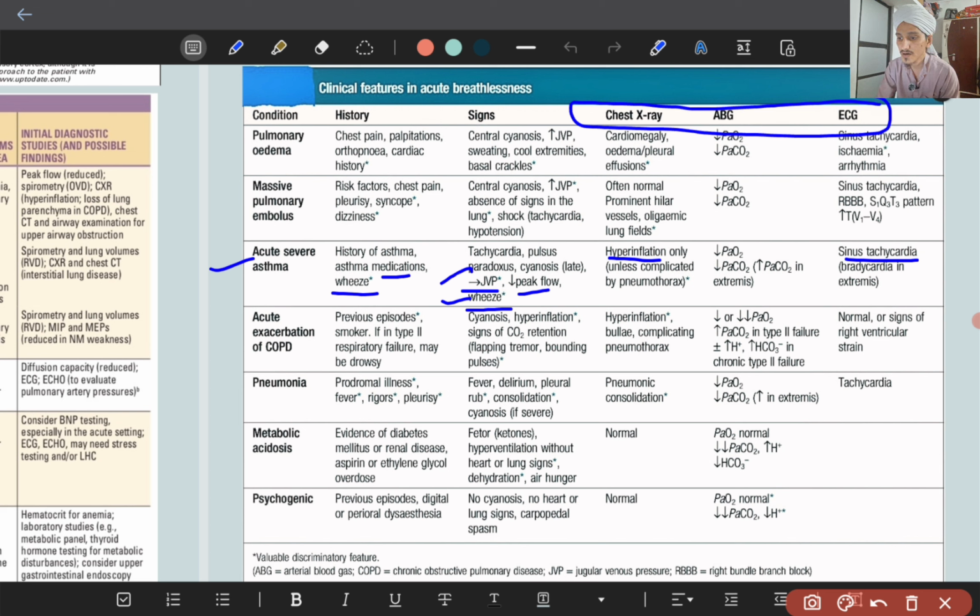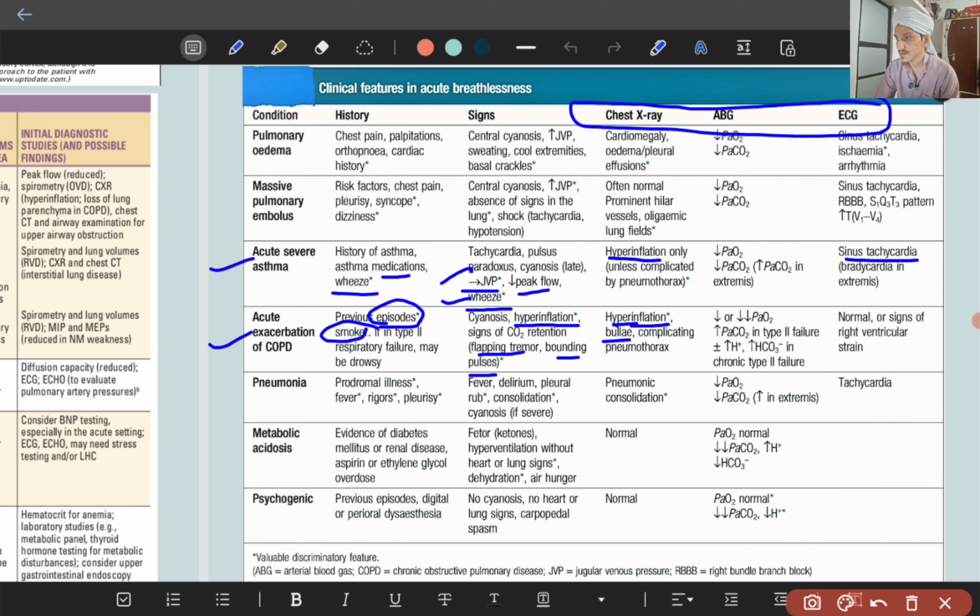The second common cause, a pulmonary cause, is acute exacerbation of COPD. Smoking history is a very important history, along with the previous history of exacerbations. The chest will be hyperinflated and barrel shaped, and there will be flapping tremor and bounding pulse. These are the signs of carbon dioxide retention. On chest X-ray, you will see hyperinflation because it is obstructive pulmonary disease, and you can also see some bullae. It can be complicated by pneumothorax.